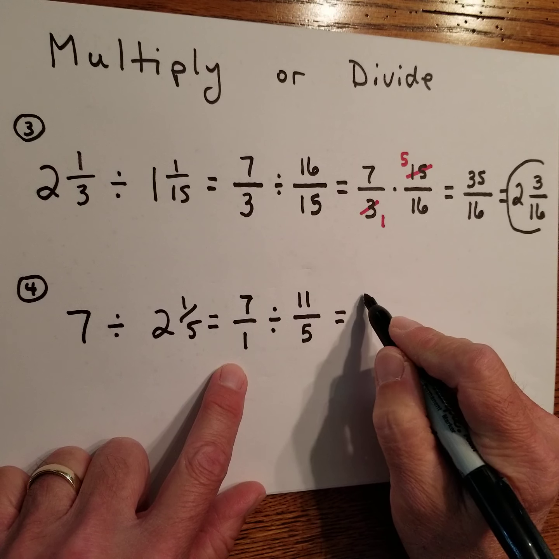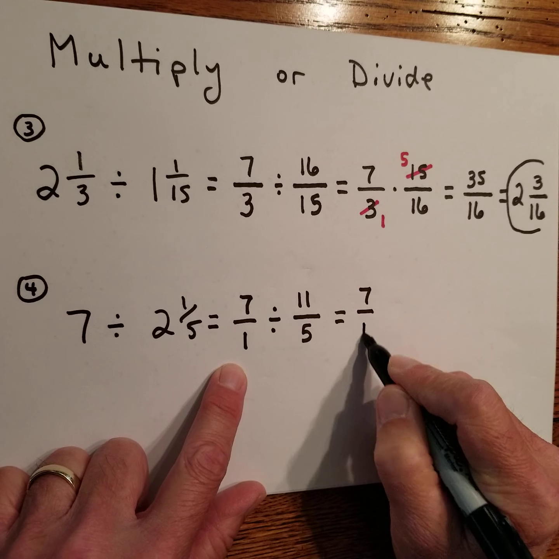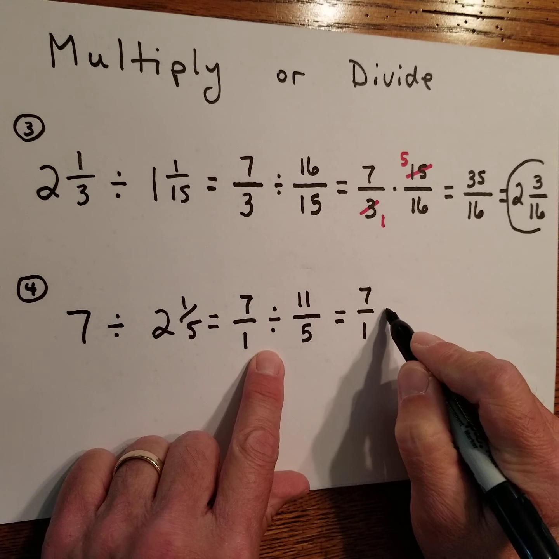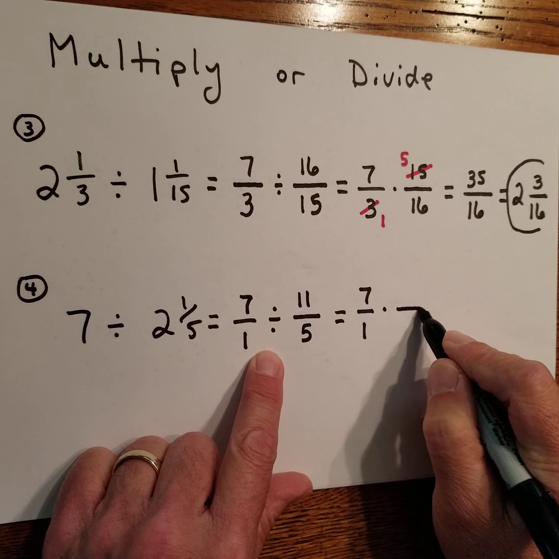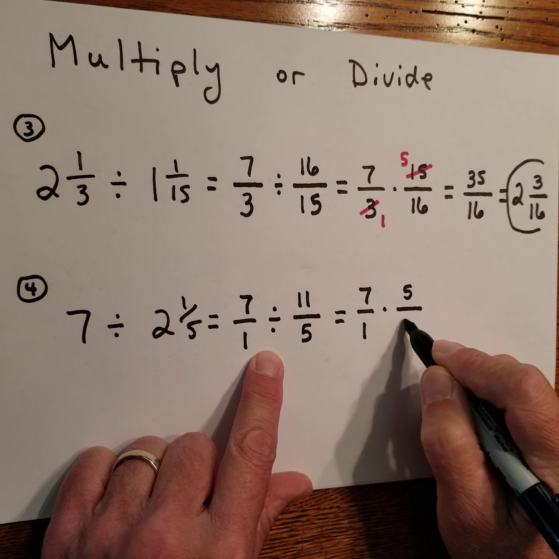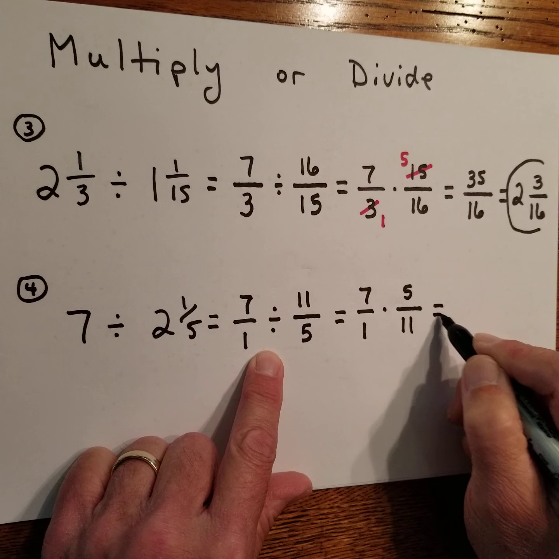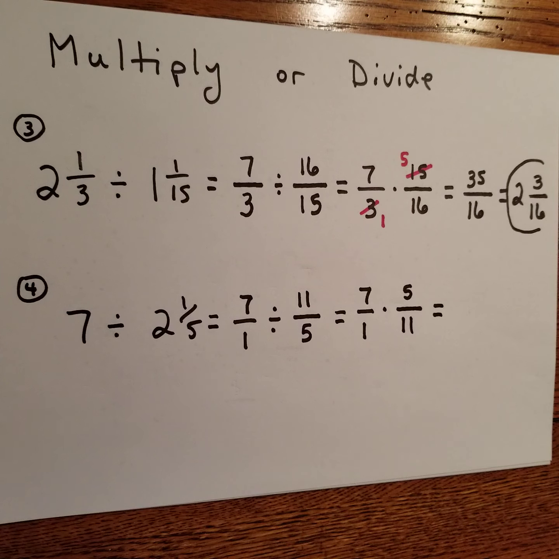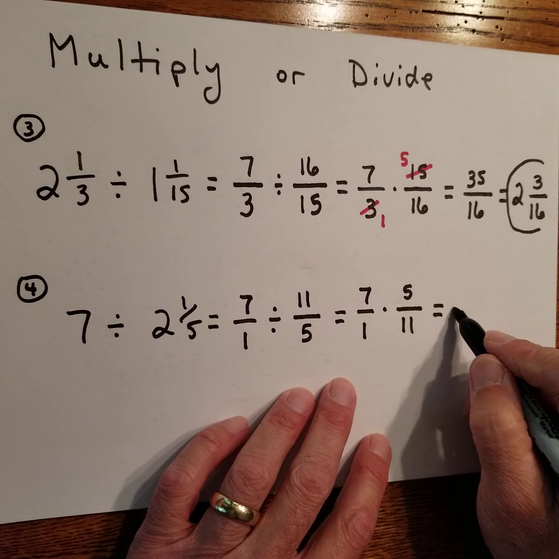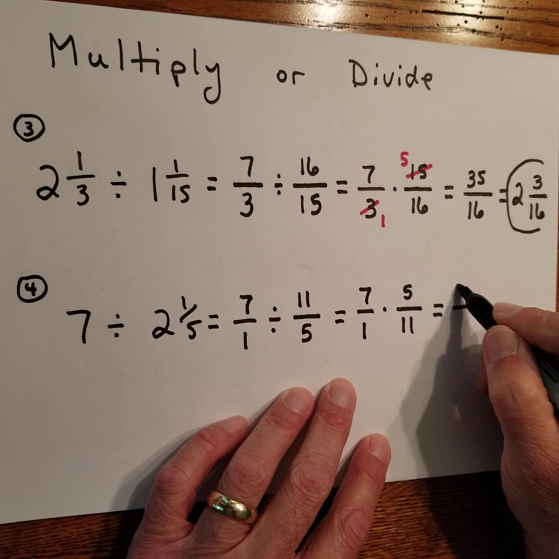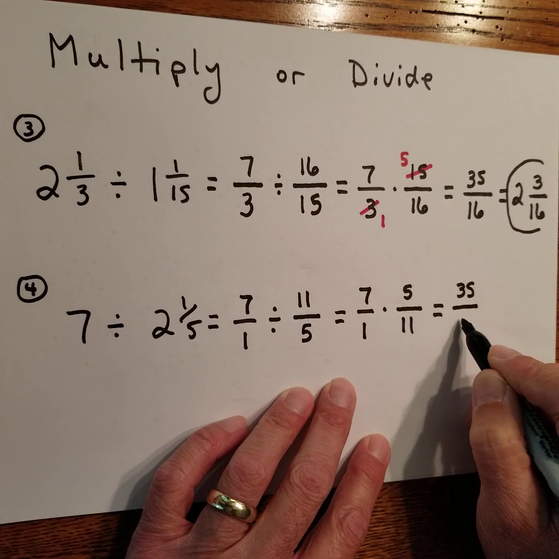Now rewrite the division problem by copying the first fraction. Division becomes multiplication. Take the reciprocal of the second fraction. Now try to reduce. But nothing reduces. Well, okay. Then multiply the tops. Multiply the bottoms.